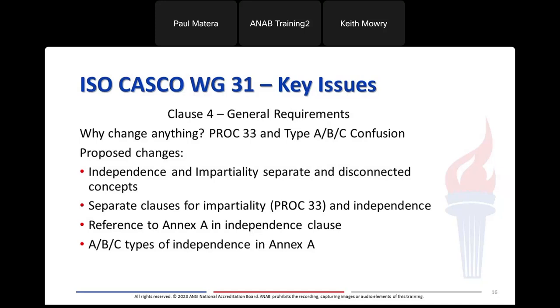So currently what's out there for ballot right now still has ABC in it, with a lot of extra notes in the annex on what it means to be an A versus a B versus a C, and some more examples. Okay, next slide.